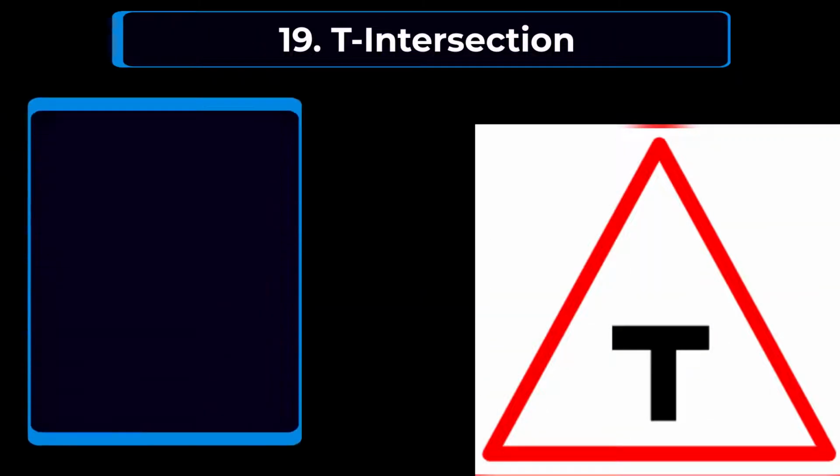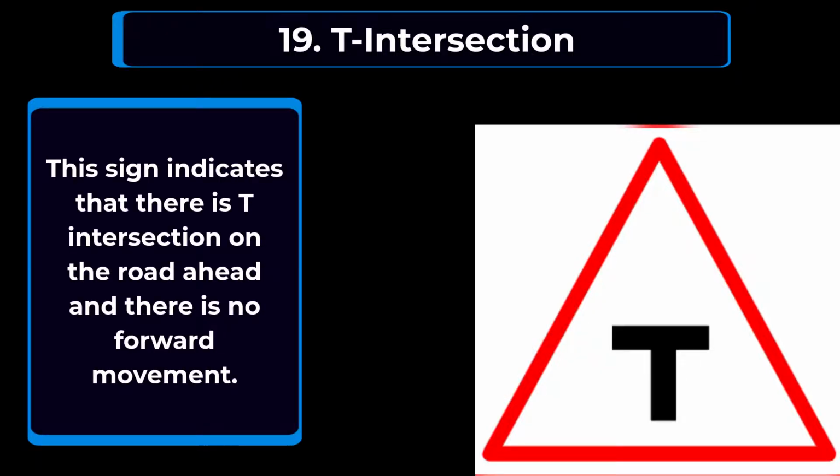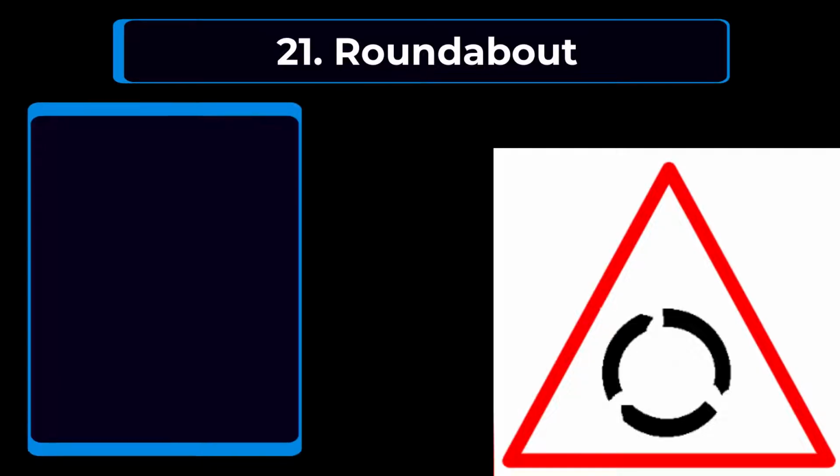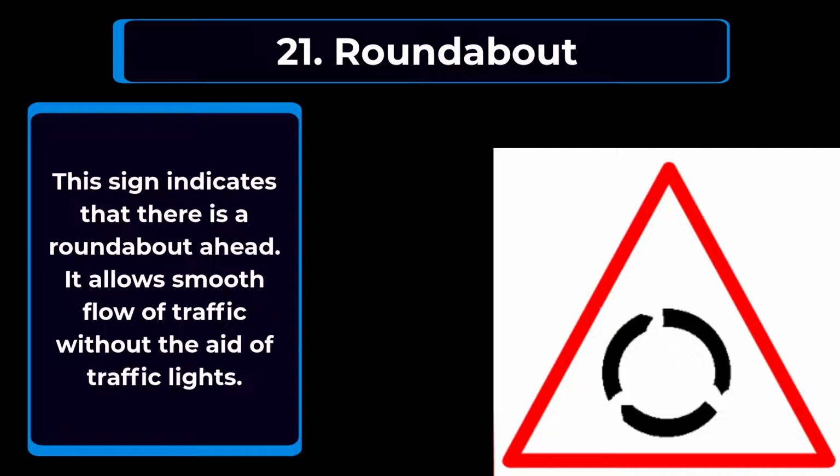19. T-intersection. This sign indicates that there is a T-intersection on the road ahead and there is no forward movement. 20. Y-intersection. This sign should be placed where the road is divided into two parts, forming a shape of Y. This helps the driver in managing the intersection carefully. 21. Roundabout. This sign indicates that there is a roundabout ahead. It allows smooth flow of traffic without the aid of traffic lights.